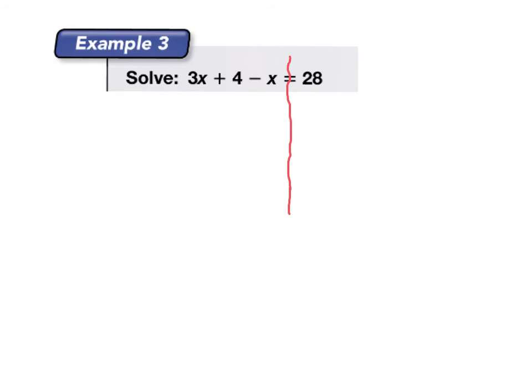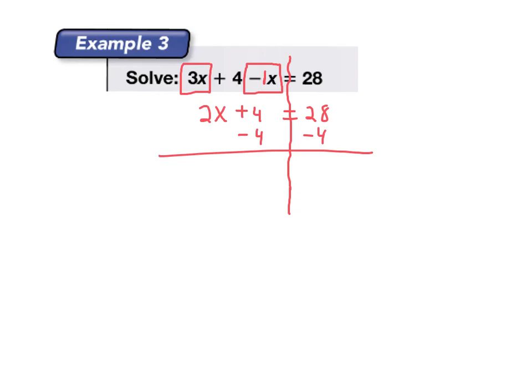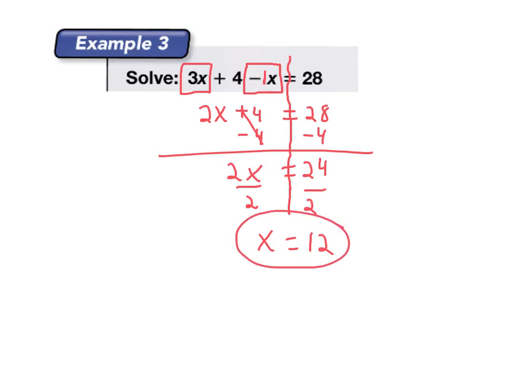So remember how we combine like terms. We can draw a little box around the like terms. So this is 3x and this is minus x. Whenever there's no number in front, remember that's a 1. So I have 3x minus 1x, and that makes 2x. So I've combined the like terms. I bring down the plus 4 equals 28. So then I'm going to subtract 4 from both sides, and then I get 2x equals 24, and of course then I would divide by 2, so I get x is equal to 12. And I can double check by plugging back into the equation to see if it works.